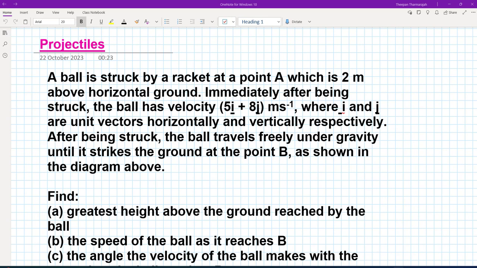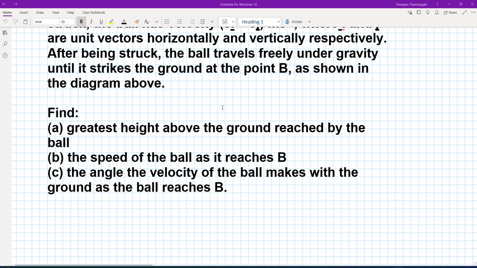Find the greatest height above the ground reached by the ball, the speed of the ball as it reaches point B, and the angle the velocity makes with the ground as the ball reaches B.